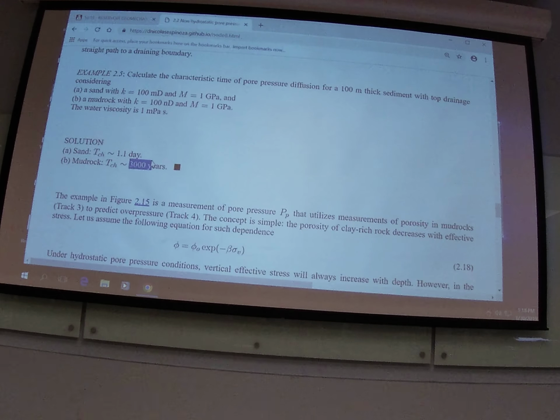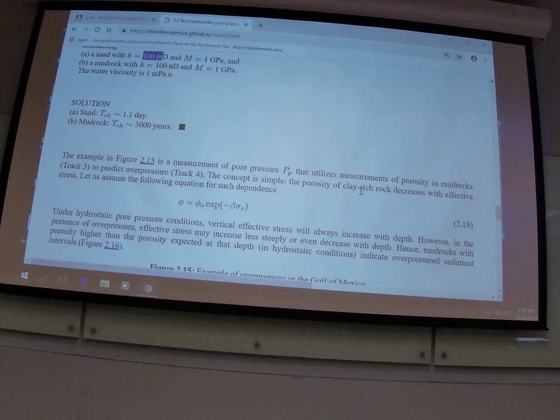In a sand, on the contrary, if you have a large permeability, like 100 millidarcy, it would just take a day. So you wouldn't expect this type of overpressure in the sand, but you would in a mud rock.